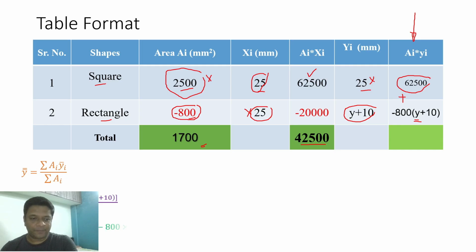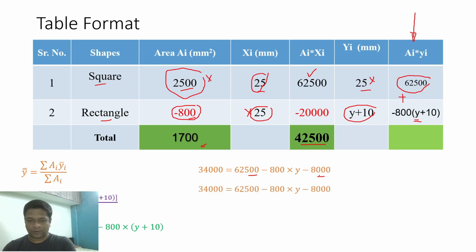Now we'll simplify it again. Multiply this 20 by 1700 to simplify this equation, which is 62,500 minus 800 into y plus 10. This multiplication comes out to be 34,000 is equal to 62,500 multiplied by this minus 800 inside, so minus 800y minus 800 into 10, which is 8,000. Okay, we'll simplify this term. So 62,500 minus 8,000, that value is 54,500 minus 800y.